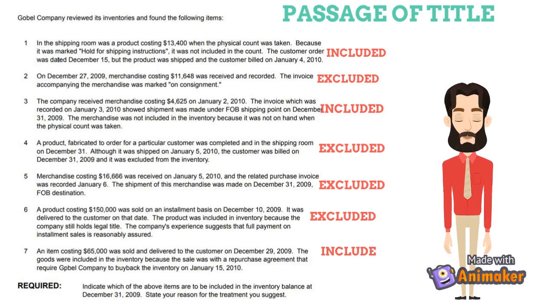7. An item costing $65,000 was sold and delivered to the customer on December 29, 2009. The goods were included in the inventory because the sale was with a repurchase agreement that required the company to buy back the inventory on January 15, 2010. Included. This serves as collateral.